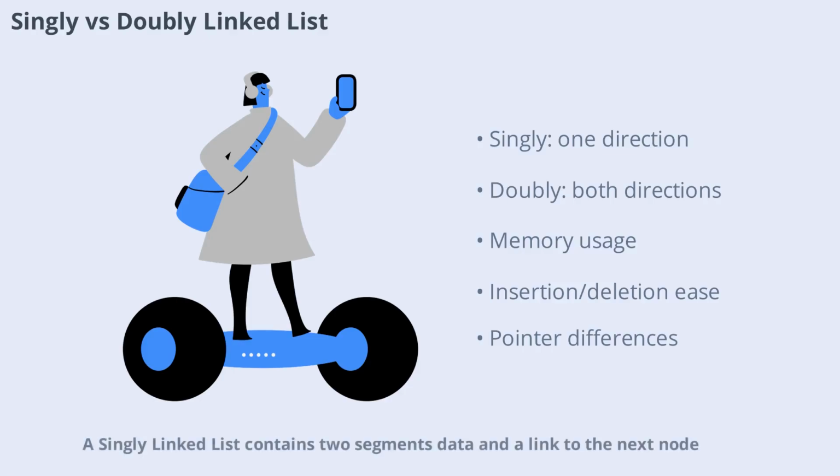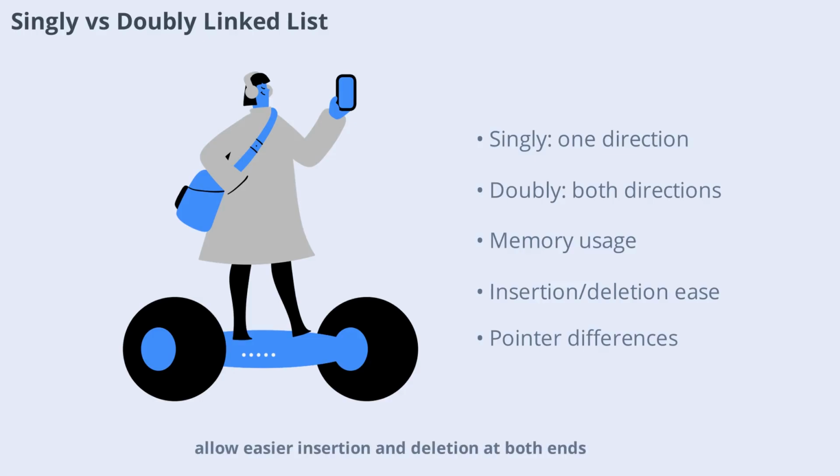A singly linked list contains 2 segments, data and a link to the next node, allowing traversal only in one direction. A doubly linked list has 3 segments, data and 2 pointers, enabling traversal in both directions. Singly linked lists use less memory and are simpler, while doubly linked lists require more memory but allow easier insertion and deletion at both ends.